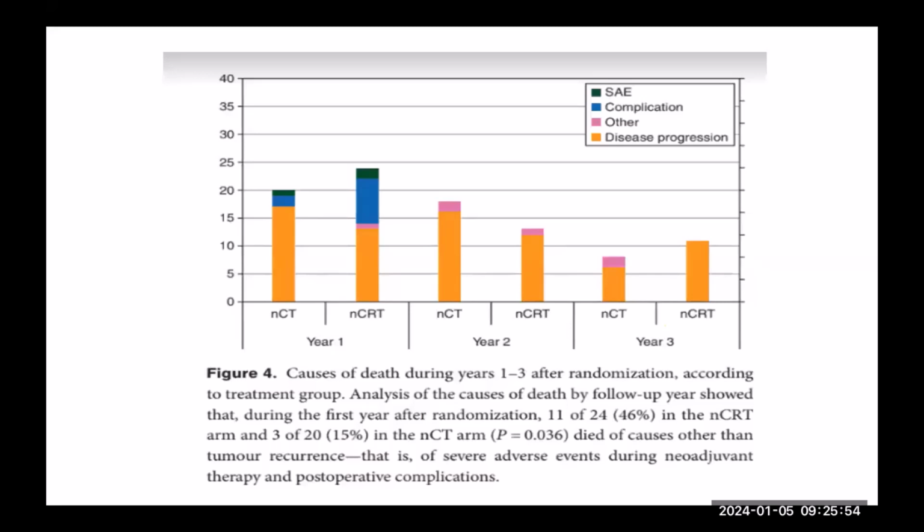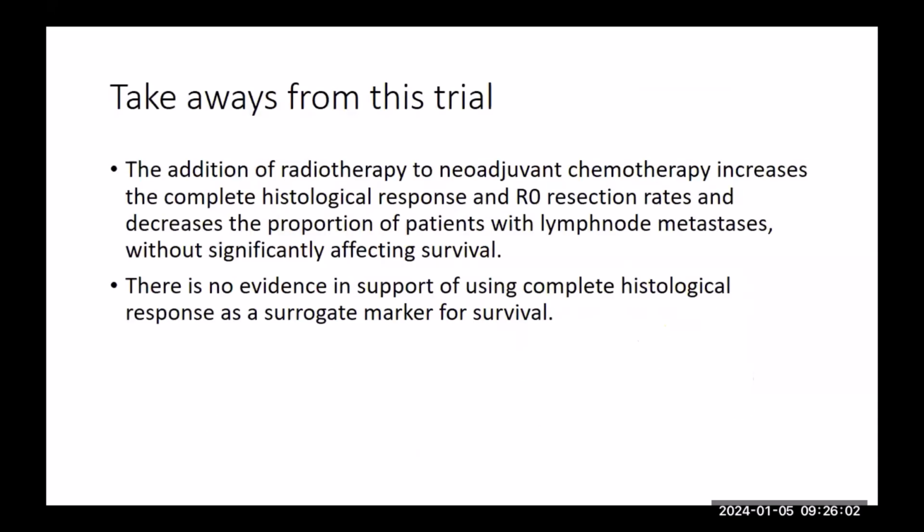This is showing that those who had NACTRT had a higher incidence of perioperative complications. The blue part of the graph is much higher in the NACTRT group. So the takeaway from this trial is that although the addition of NACTRT increases the histological response and the R0 resection rate, it does not increase the overall survival.